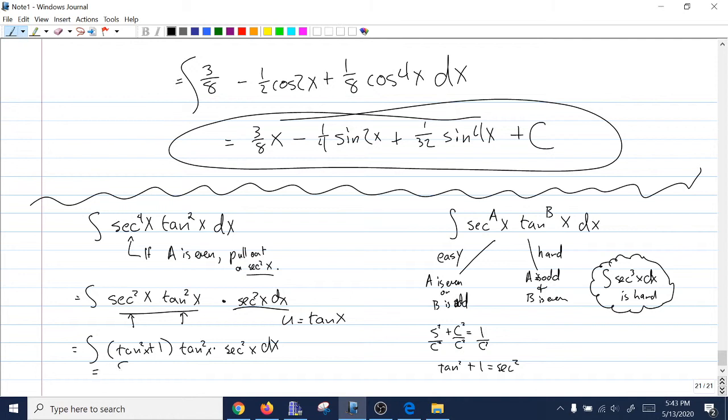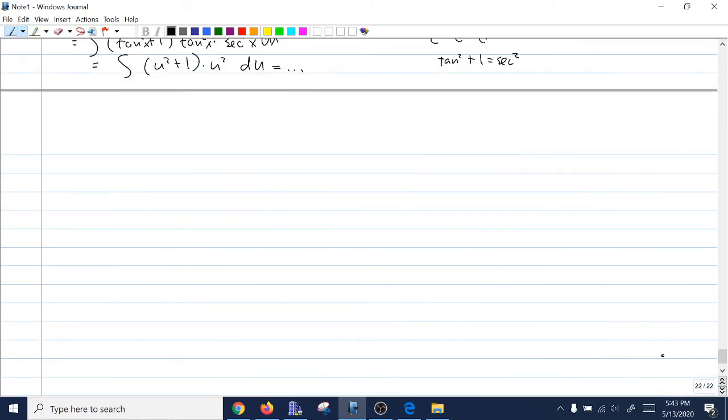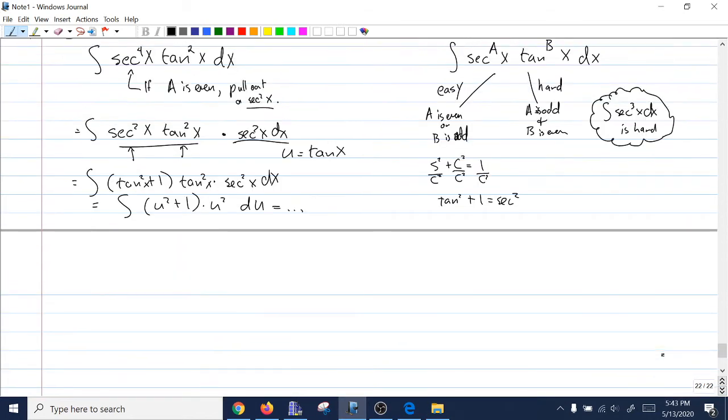So I can do the substitution. This becomes the integral of u squared plus 1 times u squared du, and FOIL out that polynomial, integrate it. I'm not going to finish this problem because it's super easy from here on out. Right? When a is even, you can pull out a secant squared. That doesn't work if a is 0. We'll come back to the case when a is 0.